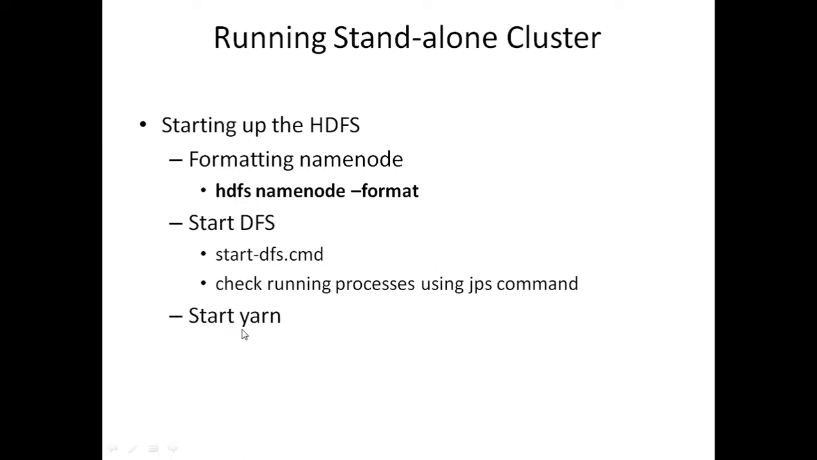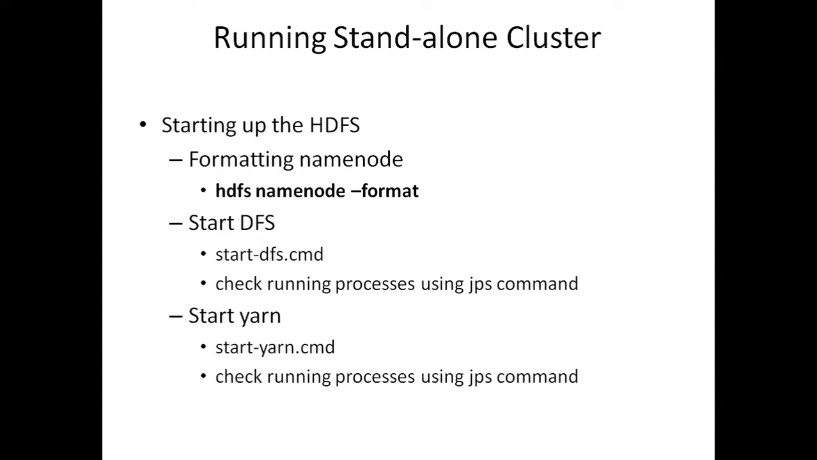Next we have to run YARN. We know what HDFS is, we know what YARN is. YARN is a resource manager framework which has two more components, the resource manager and the node manager. It is a resource negotiator. By the command start-yarn, we can start YARN. We can check again with JPS for the processes which are currently running.